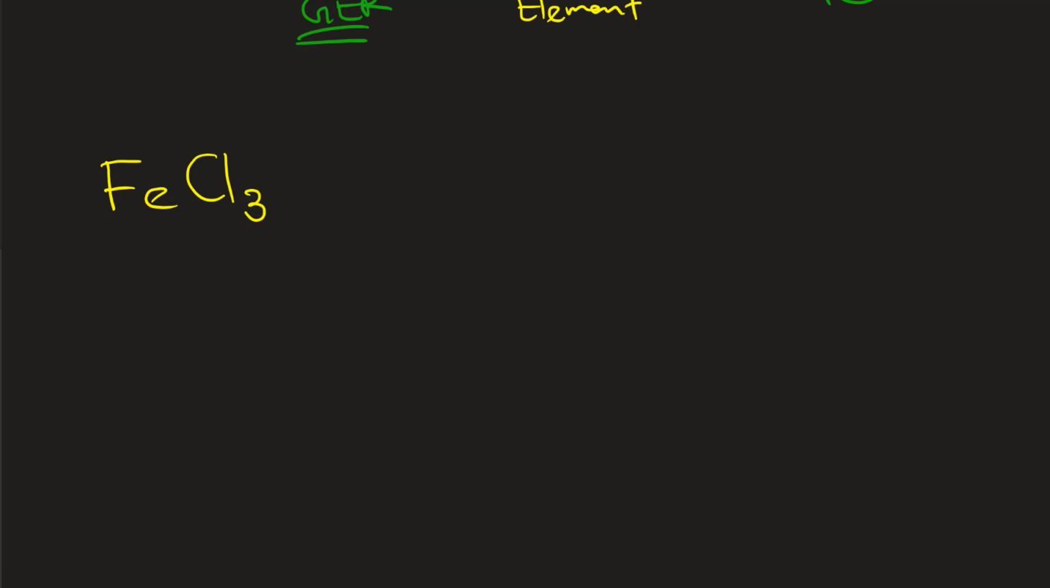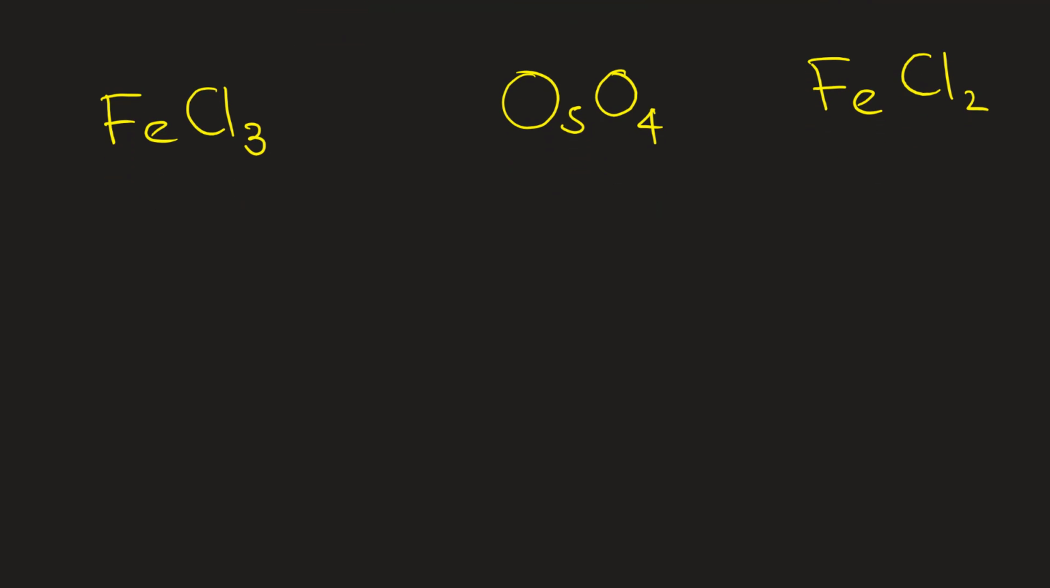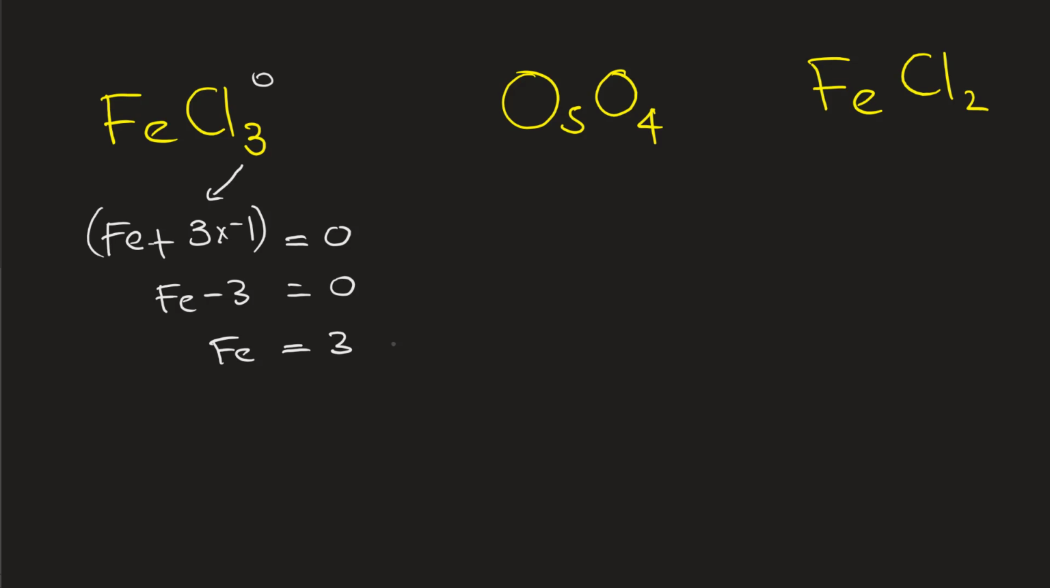Let's do some calculations. So FeCl3, osmium tetroxide, and FeCl2. So how do we do it? First, there is no charge on this compound, so it's Fe plus 3 times -1, since Cl is a -1. So Fe - 3 = 0, that means Fe is a +3, right?